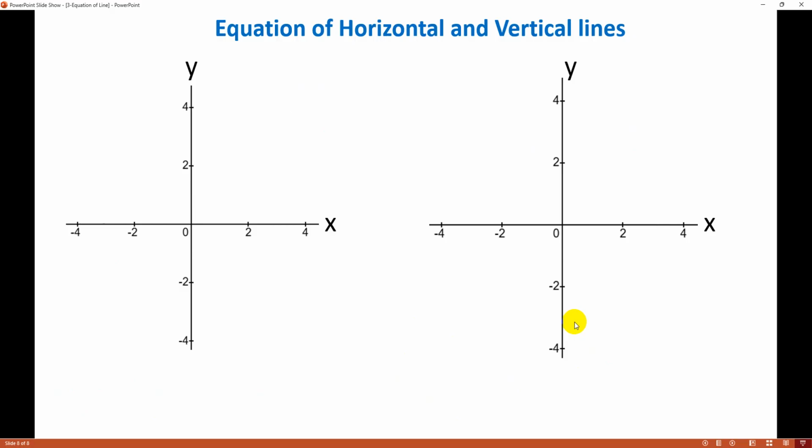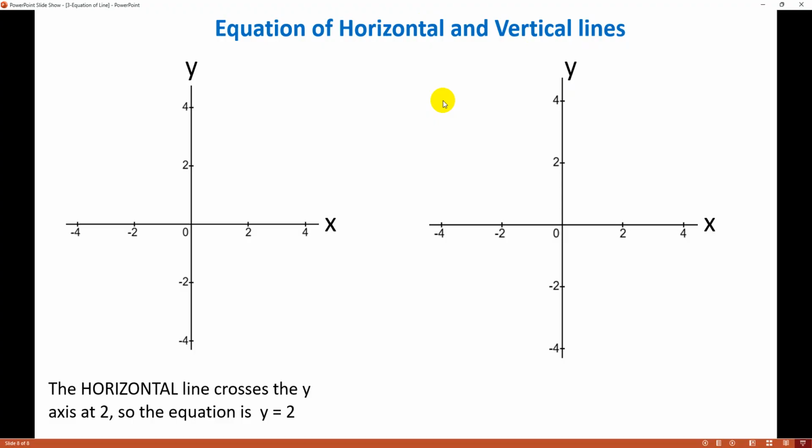Finally, we're going to look at two special cases, how to find the equation of a horizontal and a vertical line. So let's start first with a horizontal line. The horizontal line that crosses across 2, basically is crossing the y-axis at point 2, will be labeled y equals 2. So all we see is what axis it is crossing and at what point. This line is crossing the y-axis at positive 2. So the equation is y equals 2.